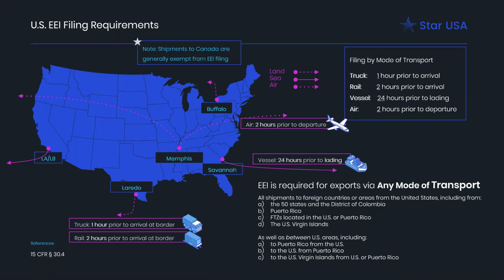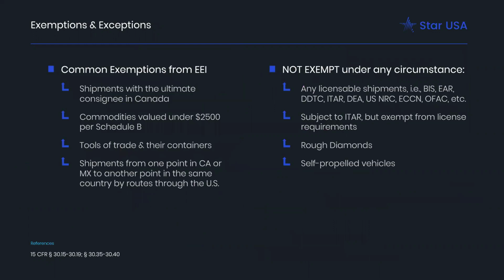There are, however, some common exceptions to filing the EEI, or exemptions from filing the EEI, one of which being Canada. And if we look at the common exemptions from filing, shipments with the ultimate consignee in Canada are exempt from EEI filing. We have a data sharing agreement with the Canada Border Services Agency, CBSA, in which we can obtain the standard EEI information through data sharing agreements. So with Canada, you do not need to file the EEI.